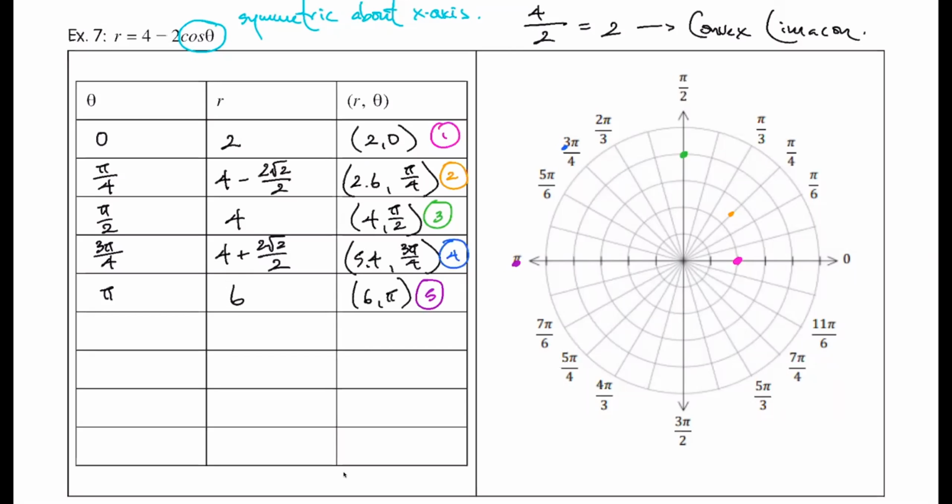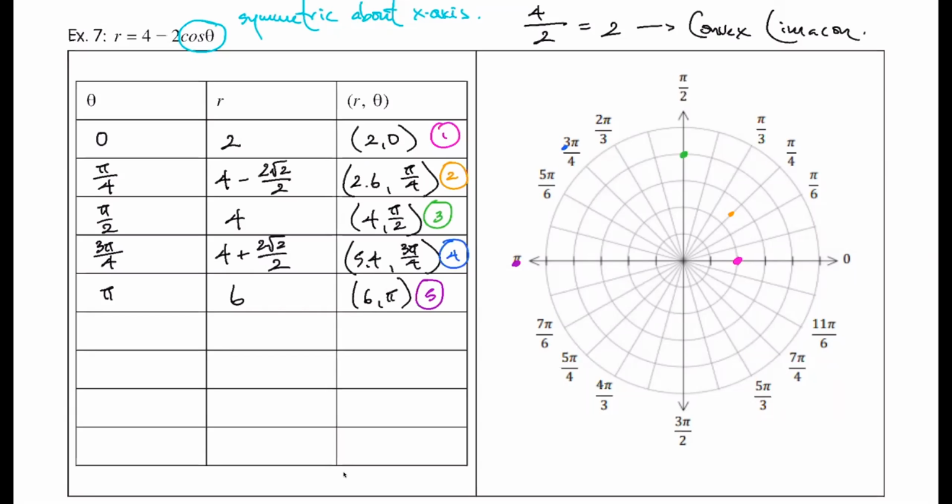Now, I could think about whether or not I've gotten my entire shape so far, right? Because according to when we did the circle, I went from 0 to pi and I got the whole shape. I went from 0 to pi here. Do I have the whole shape? Do I have the whole convex limacon? No, it looks like I just have the top half, right? Looks like I just have the top half.